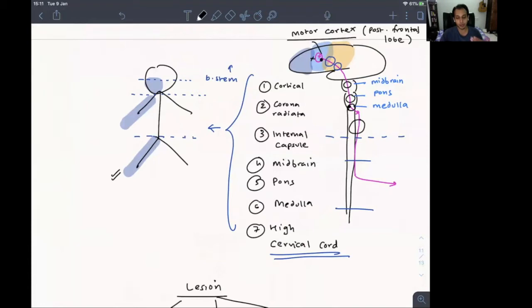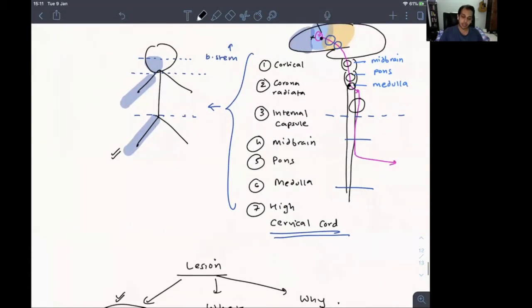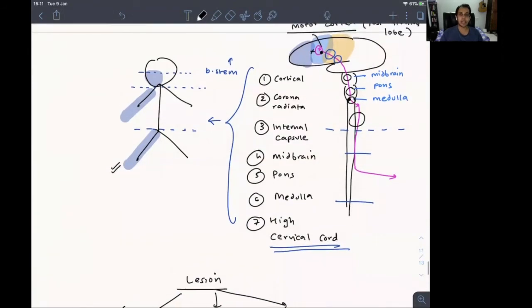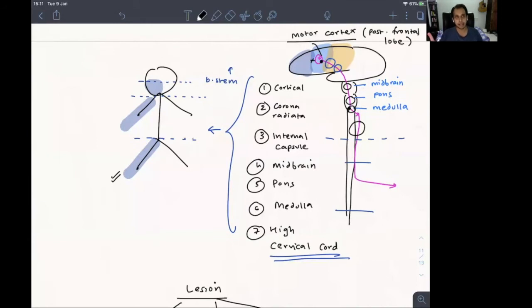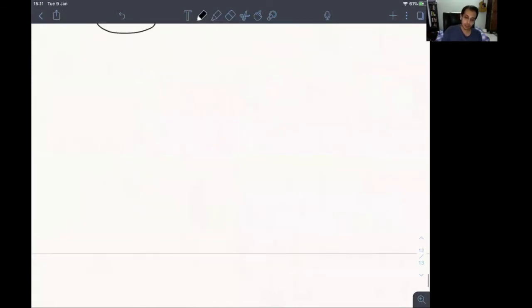Now, how do you go about it? So if there is damage in any one of these areas, you know your pyramidal tract will be involved. But in order to know which one of these areas is involved, you need to check what else is involved apart from the pyramidal tract. One. And two, what is the quality of involvement of the pyramidal tract? Now, why is this important? So let's take it from above to below.